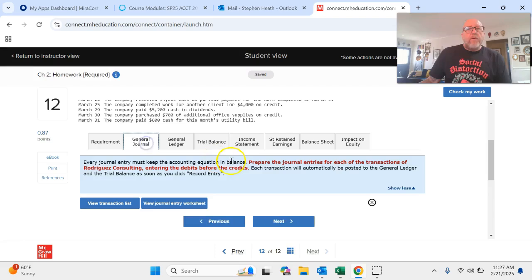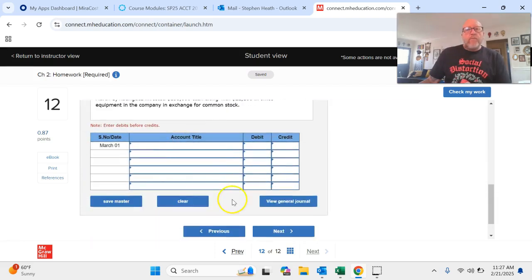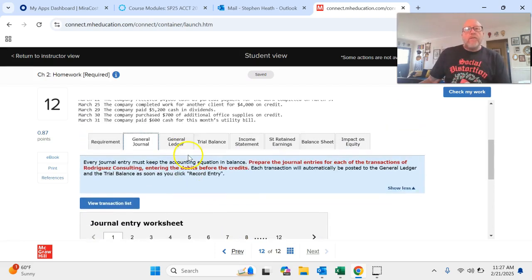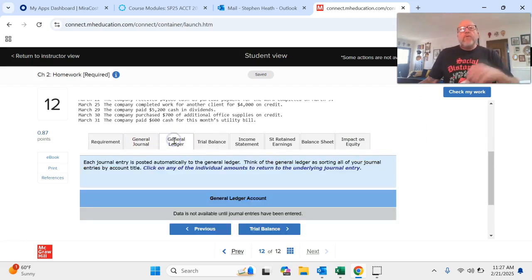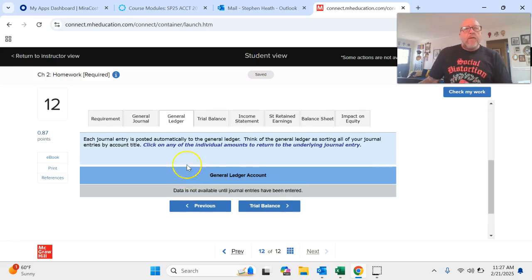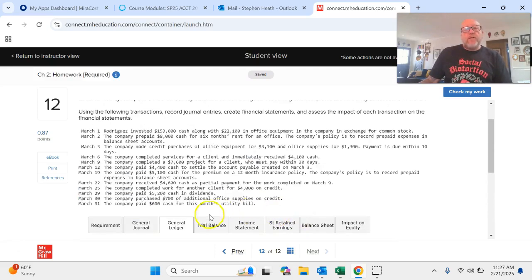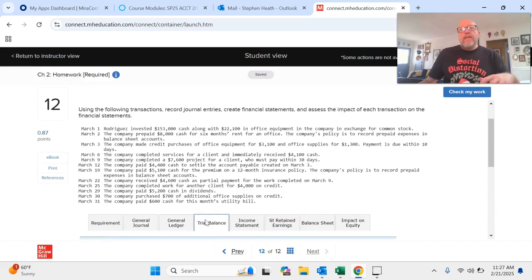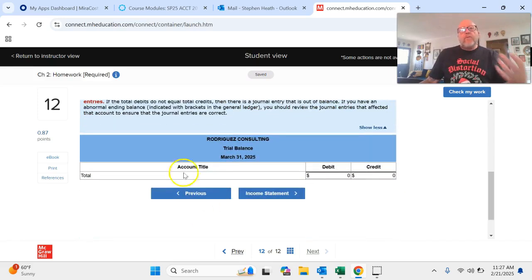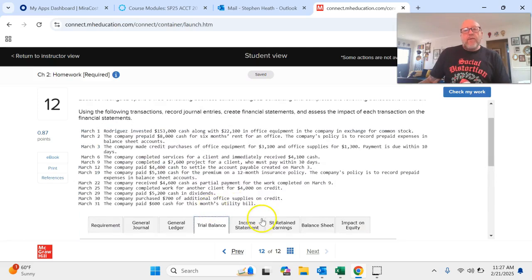First thing we do is use a journal and record all the transactions. Then we would post all of the journal entries to the general ledger accounts. They're not showing us anything because we haven't done the journal entries yet. Then we would take the ending balances of all the T accounts and we would throw them into the trial balance. And again, the further you get in the question, the more rows you're going to have.